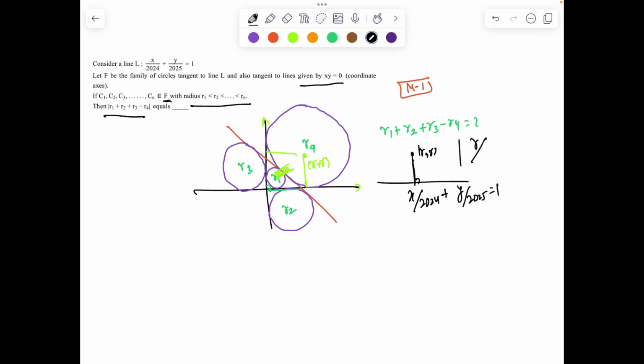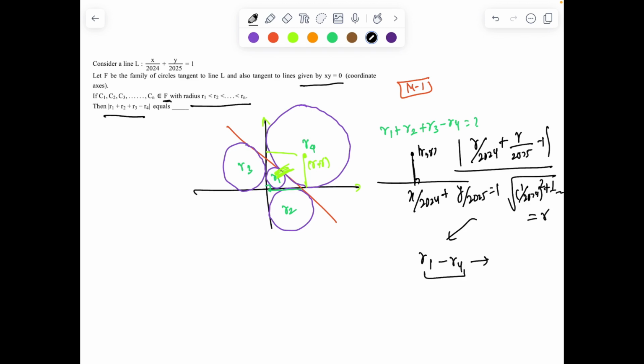So using the distance formula, we'll have mod of R by 2024 plus R by 2025 minus 1, divided by root over 1 by 2024 whole square plus 1 by 2025 whole square, is equal to R. So from here you'll get a quadratic. There is no need to solve the quadratic because I am only interested in R1 minus R4. So we can find the difference of roots of this quadratic, right? If the difference of roots comes out to be positive, you just have to make it negative, because from this diagram you know R1 will be lesser than R4. So that instruction you have to give to mathematics.